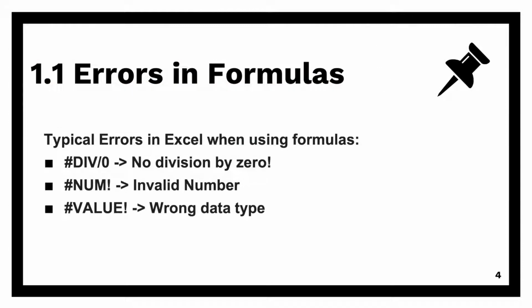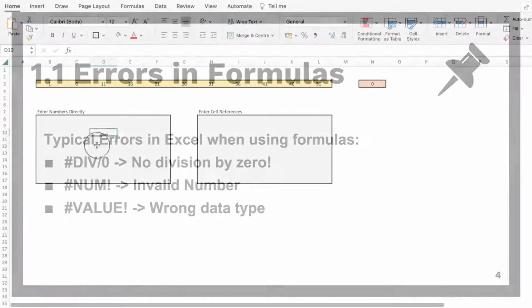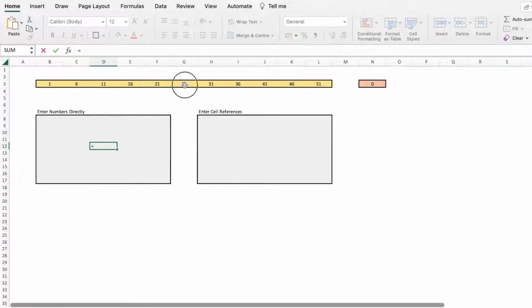When you enter wrong inputs, this could lead to errors. For example, you are not allowed to divide by 0 or to include text into your calculations. In this example, you can see how it will look like if you do it in a spreadsheet. I divide here by 0 and an error will be shown in the cell.